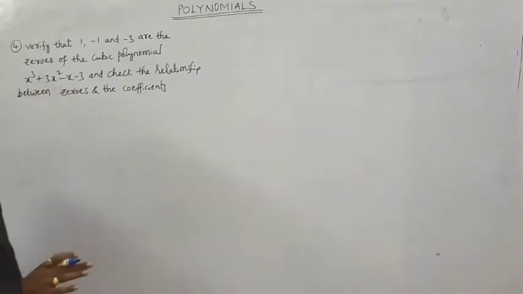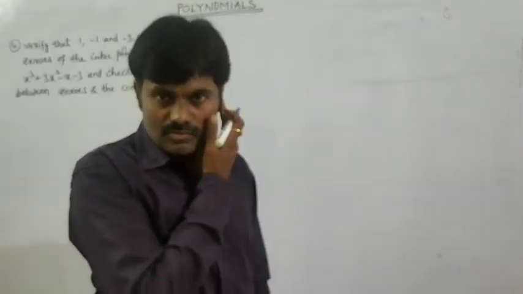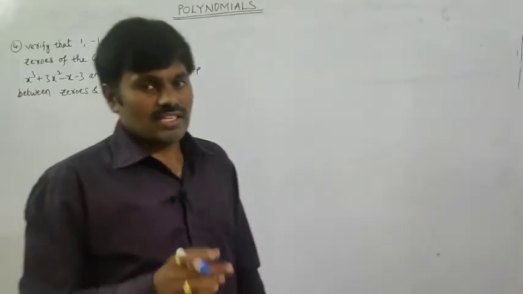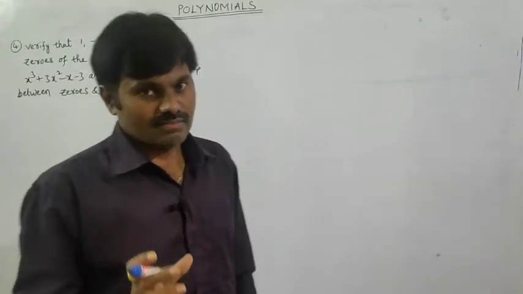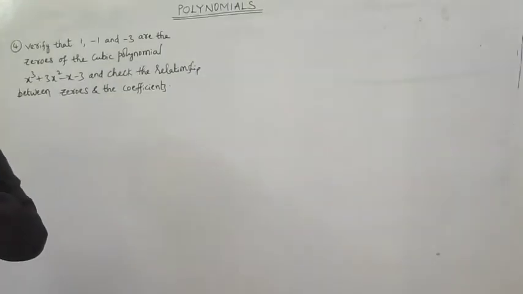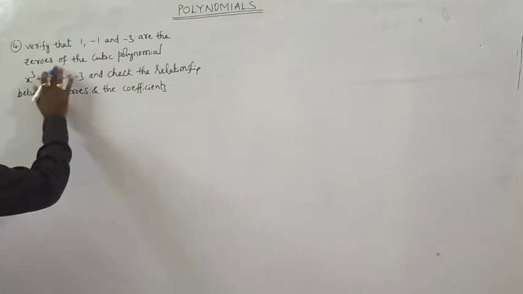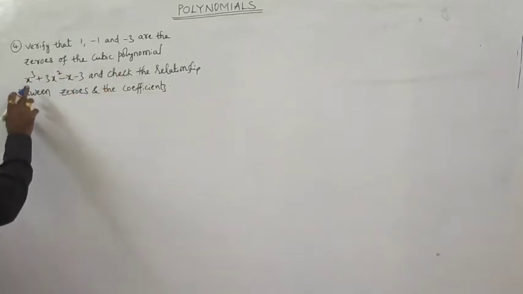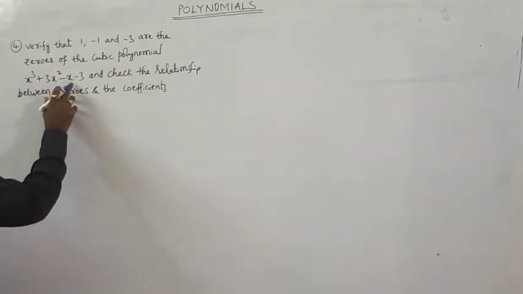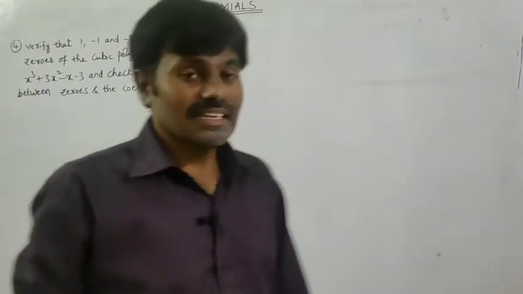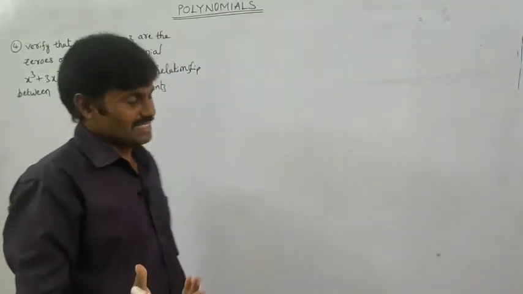It is the most important 4 marks question in the board exam. Verify that 1, minus 1 and minus 3 are the zeros of the cubic polynomial x cube plus x square minus x minus 3 and check the relationship between zeros and coefficients.